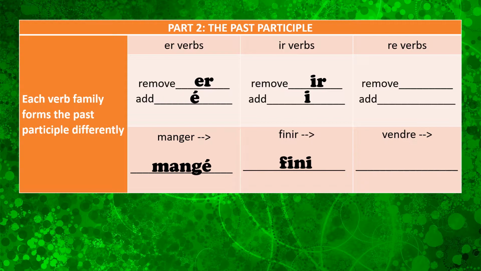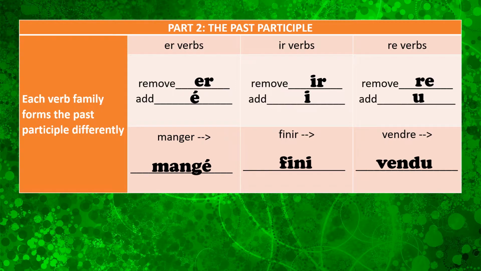Now, for our RE verbs, I know you've figured this out by now. You're going to remove, of course, the RE. What are we going to add? Well, we're going to add the letter U, so that vendre becomes vendu for the past participle. So we have manger becoming mangé, which means eaten. We have finir, which becomes fini, which means finished. And then we have vendre, which becomes vendu, which means sold.